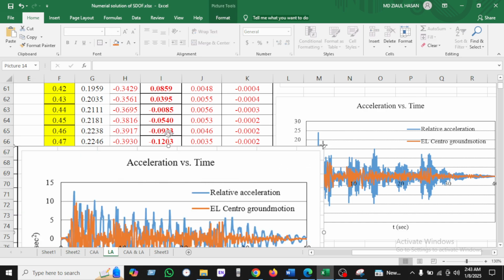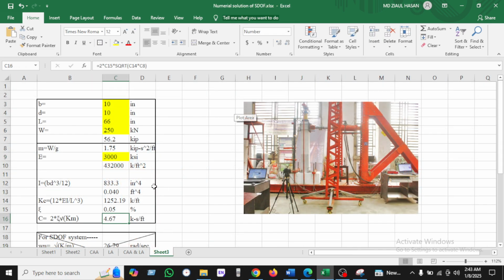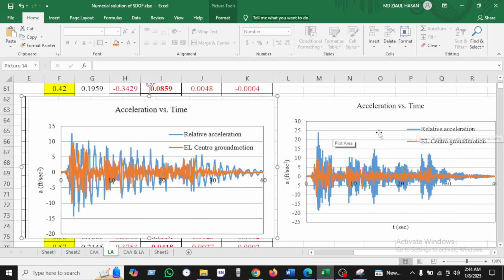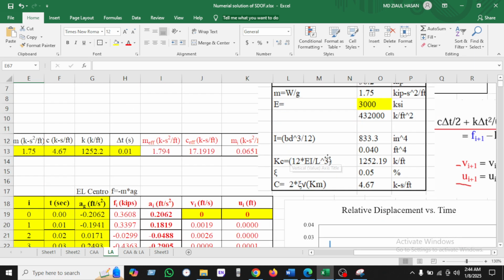So this was the previous data, where the relative displacement was 12, but when we input my real scenario or real data, then we see the relative displacement of my real structure has changed. It goes to about 25. So we can conclude that all the data will change when we change these parameters.